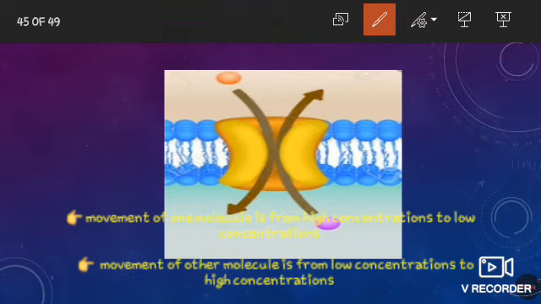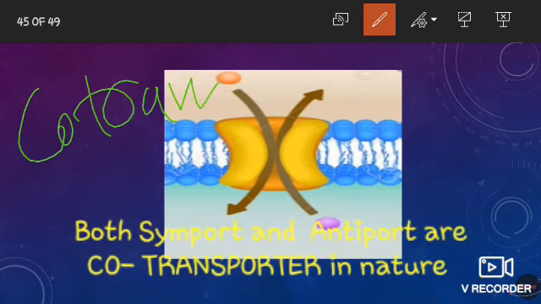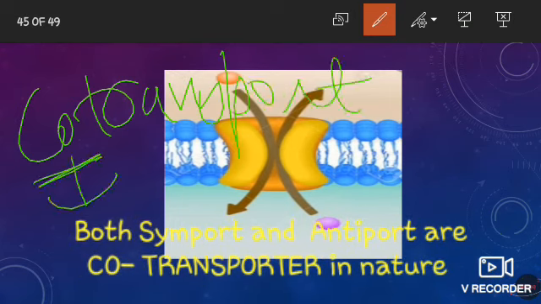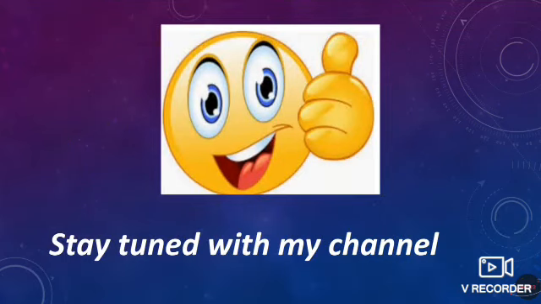At last, both antiport and symport are co-transport in nature. That means they transfer two types of molecules across the cell membrane. In symport, the direction is the same and in antiport, the direction is different, but both of these include two types of molecules. This is all about this video.